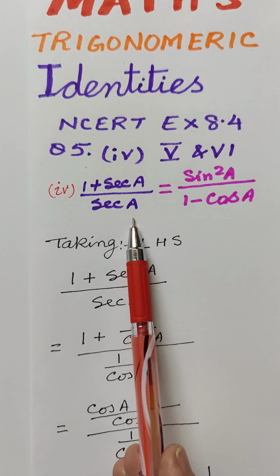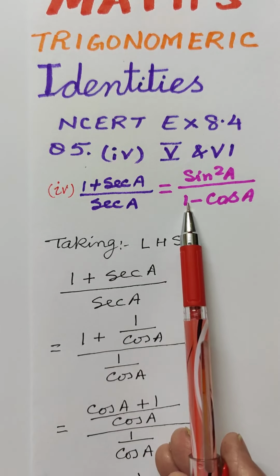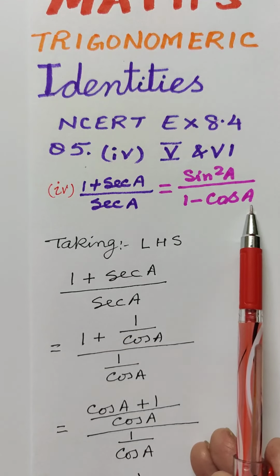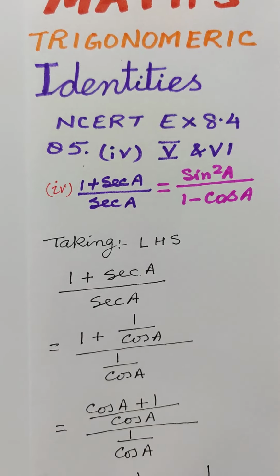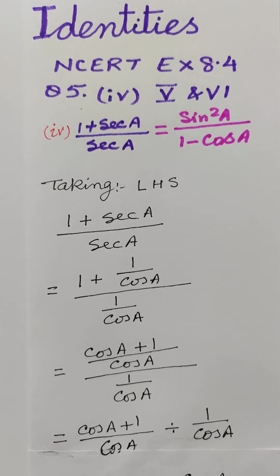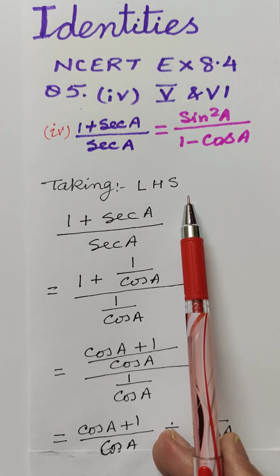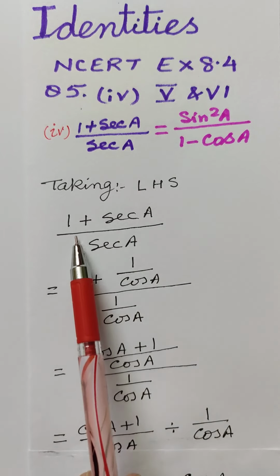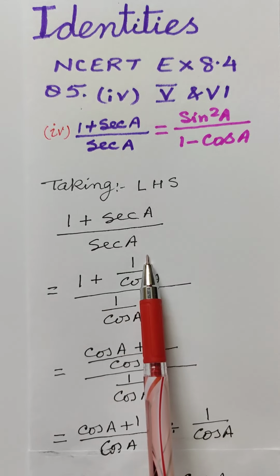So part 4th is (1 plus sec A) upon sec A is equal to sine square A upon (1 minus cos square A). So for this we shall take LHS and prove LHS is equal to RHS. Taking LHS, left hand side, that is (1 plus sec A) upon sec A.